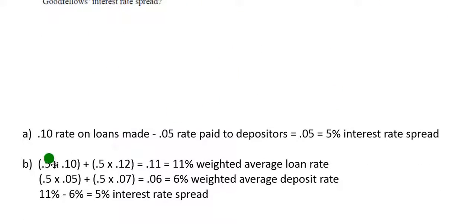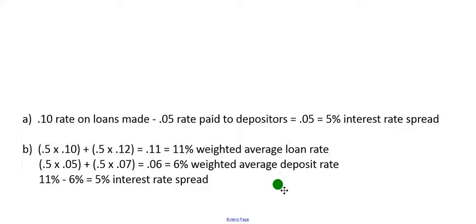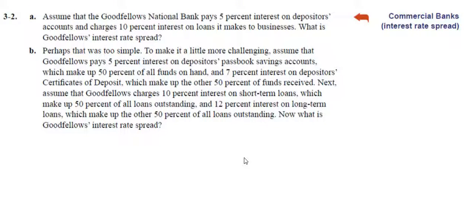We just simply say, okay, the short-term loans are 10%, and that's half of the loans outstanding, and then the other half, 0.5, is 12% long-term. We do the simple math, and we get an 11% weighted average loan rate. And then in order to get the interest rate spread, we simply do what we did in Part A and subtract what they're paying on their deposits from what they're earning on their loans, and we get a 5% interest rate spread. And that is problem 3-2.